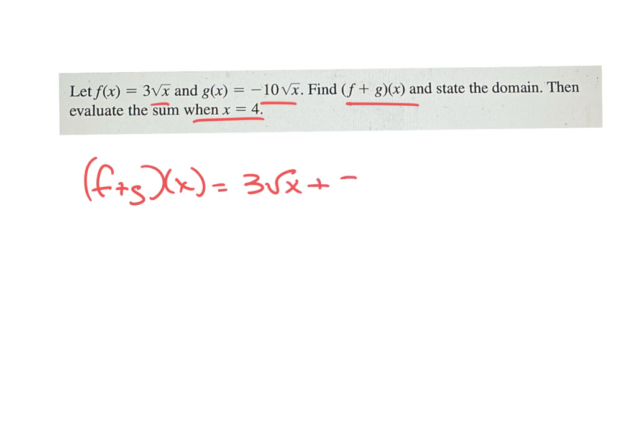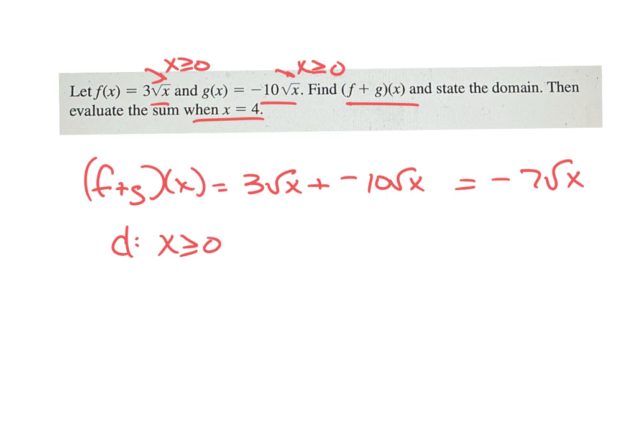Which is that. And you remember, you're allowed to add square roots as long as you just add the coefficients. So that's what I get. Now the domain of a square root, remember, square roots must be positive. So the domain of f, x has to be greater than or equal to 0. Of g of x, x has to be greater than or equal to 0. So the domain for f plus g is going to be x has to be greater than or equal to 0. You can also write it like this if you want to, 0 to infinity as an interval. That's how you write the domain.